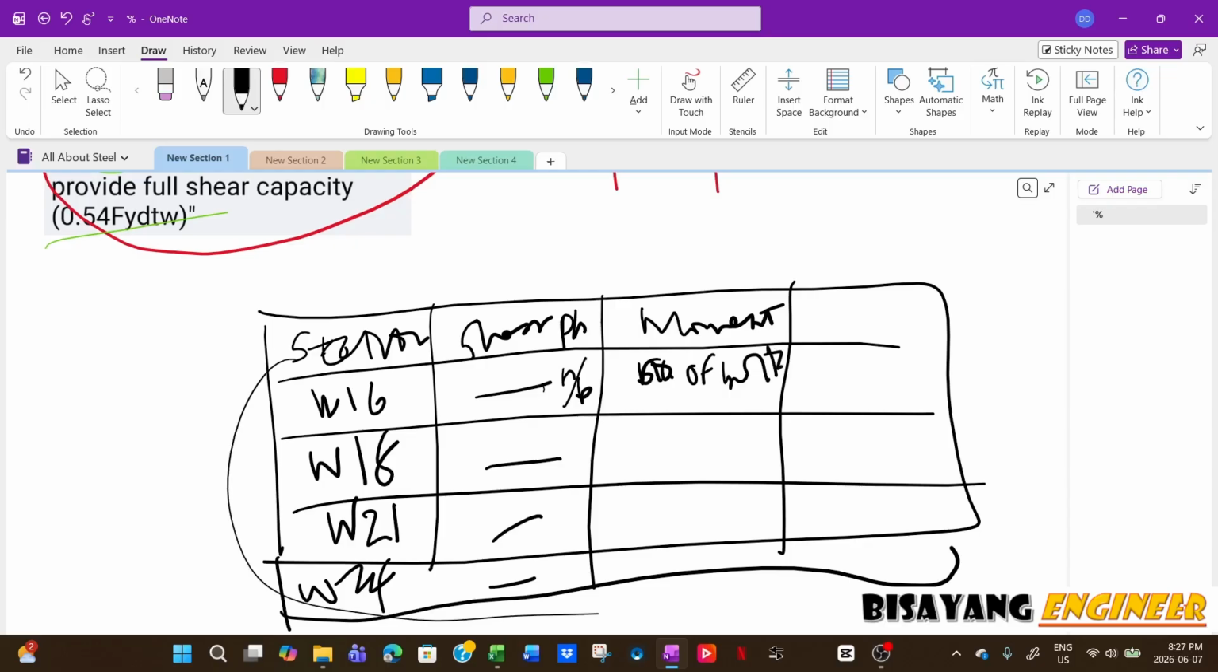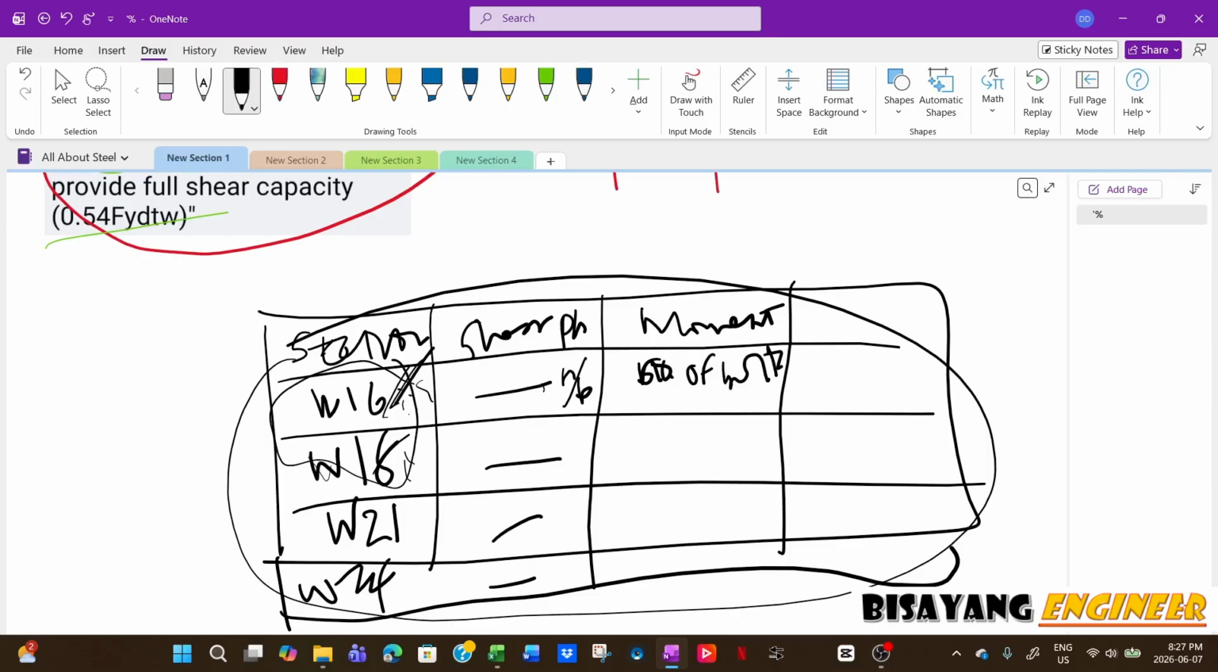So I will have a table, and then I will group all together W16, and then I will determine whatever is the maximum applied load for all the W16, and then I will design everything based on the maximum, then W18. And sometimes if these two are the same, or the range of the applied load intersects, then I will group this together, like W16 and W18, something like that. So you get the point.